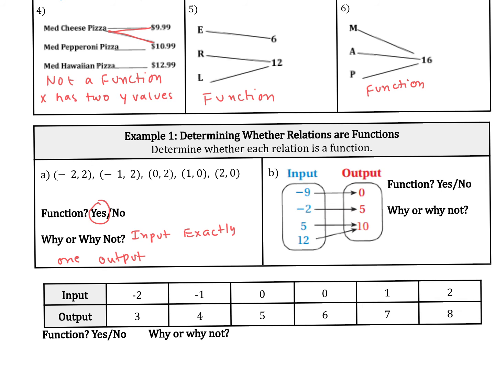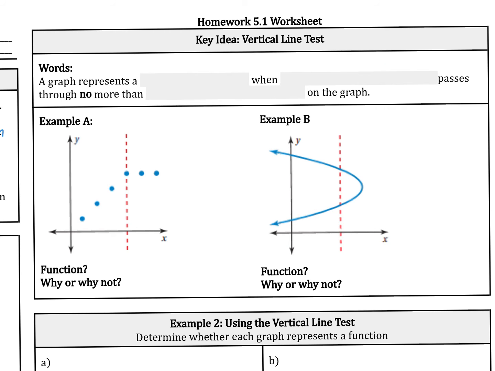For letter B also, this is going to be a function. Each input has exactly one output, so each x value has exactly one y value. If you talk about the last question here, the inputs are -2, -1, 0, 0, 1, and 2. So for this 0, one x value has two different y values. So this is not going to be a function.